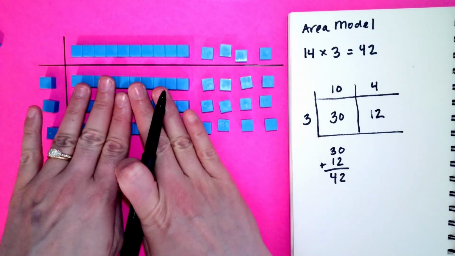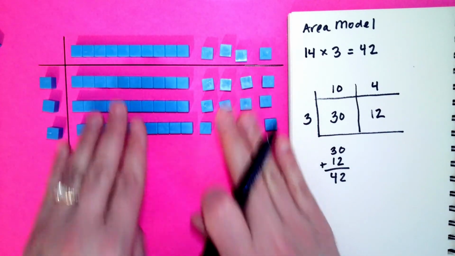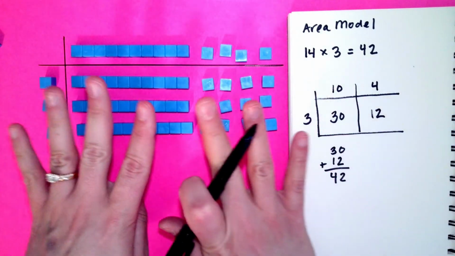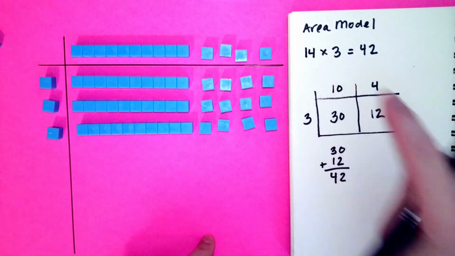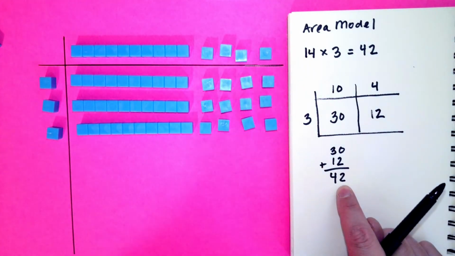1 ten times 3 ones is 30. And we've got to combine these partial products just like we did here to get our total product of 14 times 3. So when we add 30 plus 12, again we'll get 42.